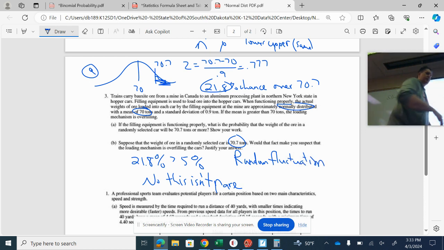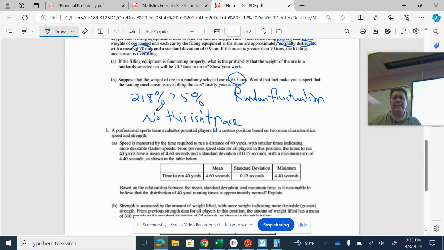Okay, now I don't always write everything. Remember, you'd explain this isn't that rare. So make sure on the AP test you get that idea that it's bigger than your standard alpha, your criteria. So I don't think it's that rare. I wouldn't be that worried.